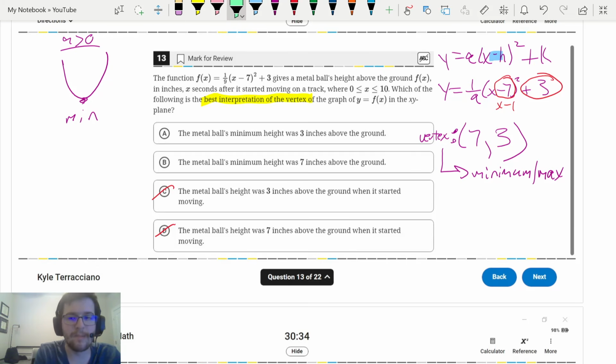So now it says the minimum height. So the minimum height, that's the y value. So the minimum height is 3. So you're going to go with the one that says 3, which is A. The minimum height is not 7, okay?